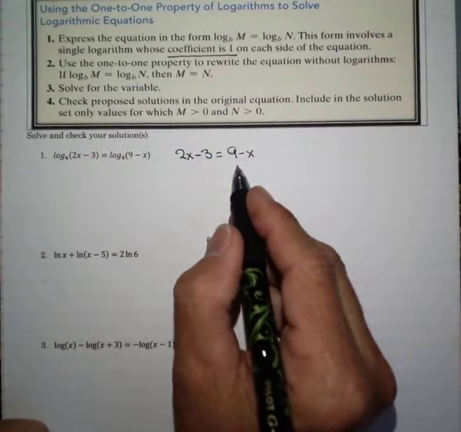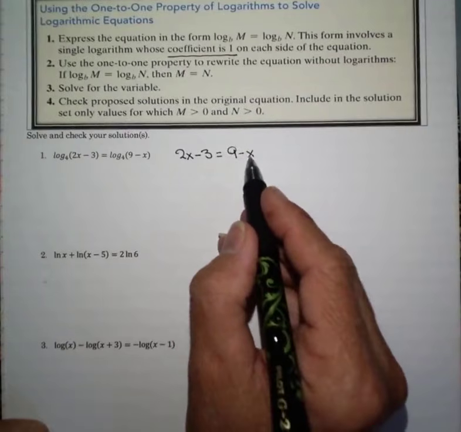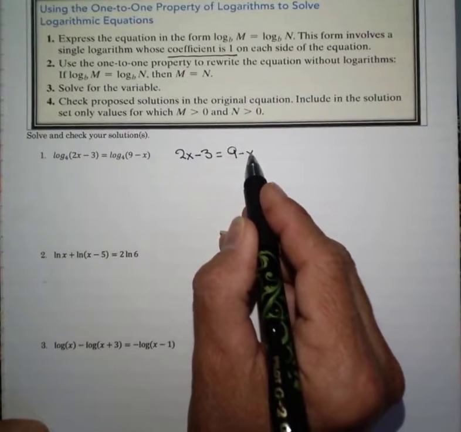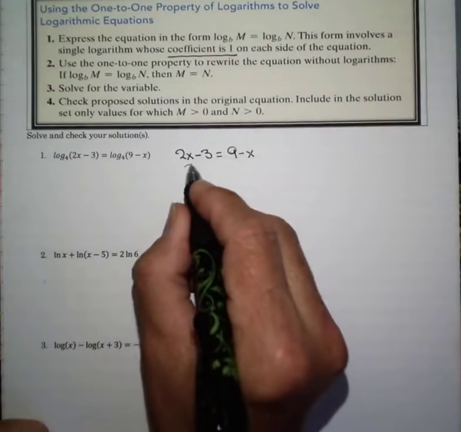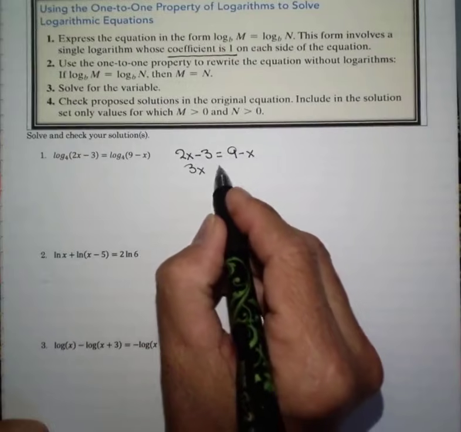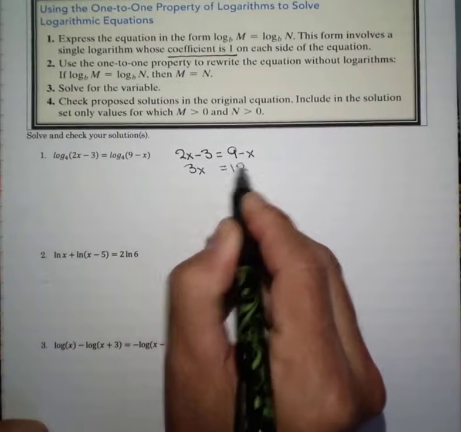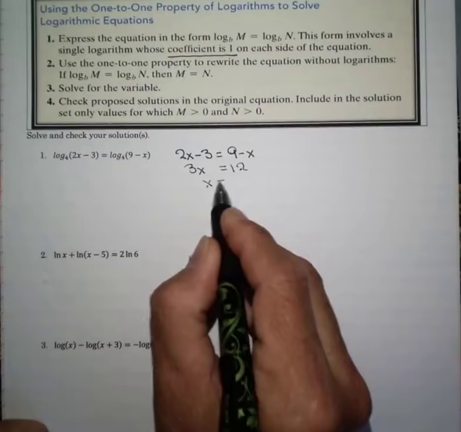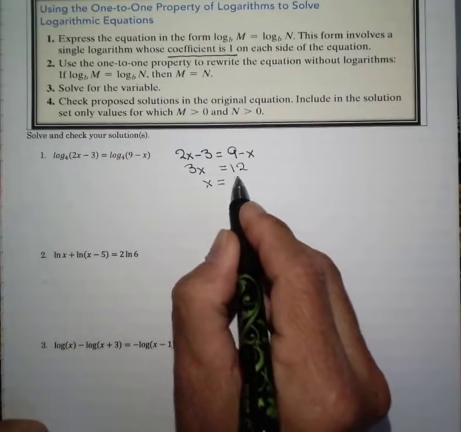And I'm going to solve that by getting the x's to the same side. That's a negative x. What if I add x here and I add x here? I'll end up with 3x. And then I'm going to add 3. So when I add 3 to this other side, it'll be 9 plus 3, and that's 12. Divide both sides by 3, and I have 12 divided by 3, which is 4.